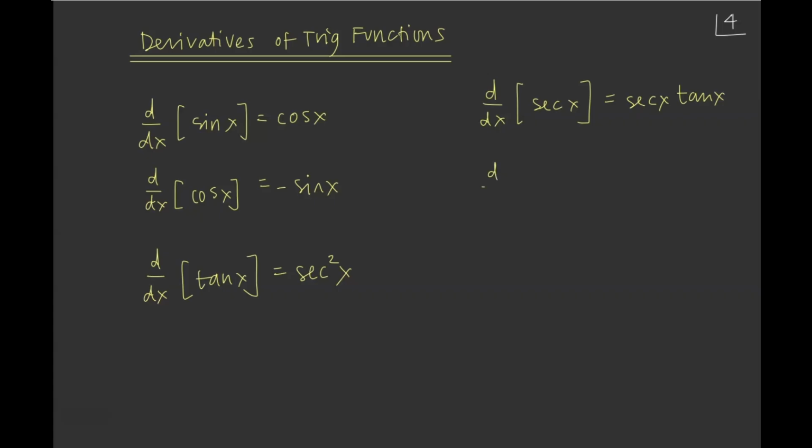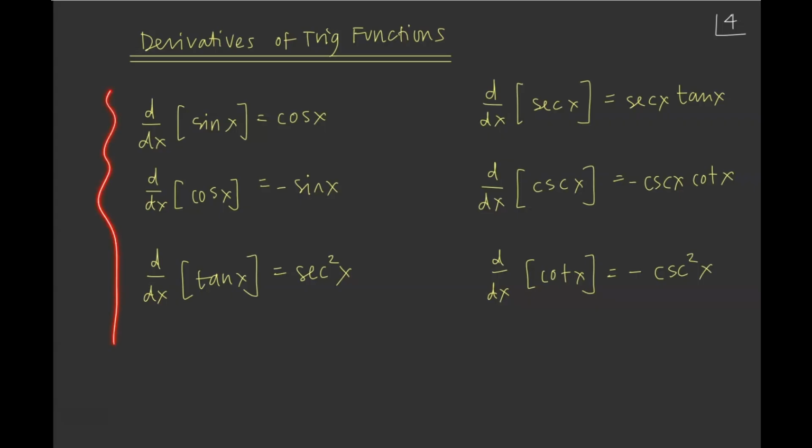And then the last two, which we haven't proved, but the proofs are very similar, are the derivatives of cosecant x and cotangent x. We could use the quotient rule on either of these. The derivative of cosecant x is negative cosecant x cotangent x, and the derivative of cotangent x is negative cosecant squared x. So we now have the six trig functions and their derivatives. Let's get some practice using these in some mixed problems.